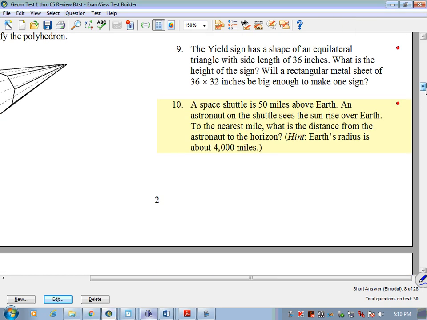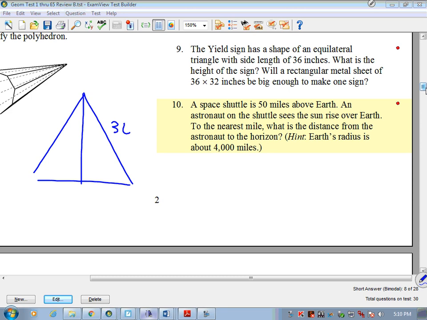Number 9 is our yield sign question. I've seen people continue to miss this. So we're going to put our yield sign upside down. We know that this is 36. And whenever I cut it in half, when I bring this line down through and make it a perpendicular bisector, it means that's going to make that 18. Because it's an equilateral triangle, all the angles are 60 degrees, but that's going to force that to be a 30.